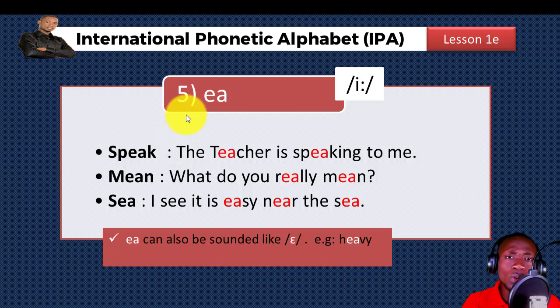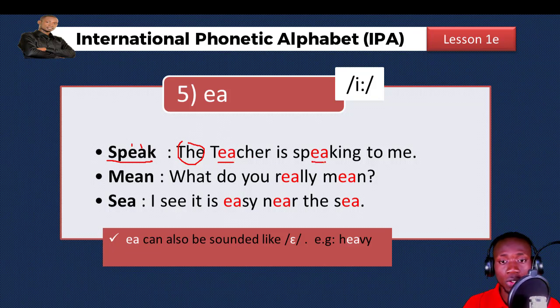Now I say EA. How can I say that? I say speak, right? Speak. The teacher is speaking to me. I'm going to explain this too. Why do I say the? I don't say the, and the article, you will see that, okay? The teacher.